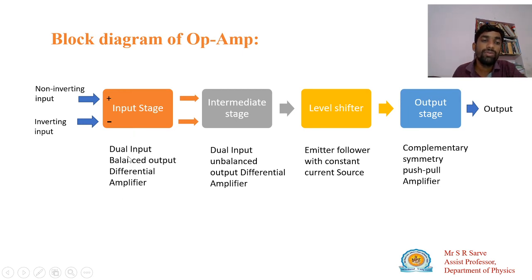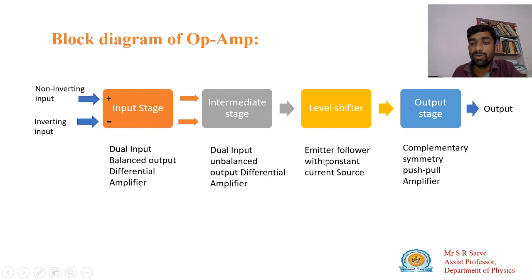So what is the use of that first stage? It establishes the maximum gain of this operational amplifier, and it has a high input resistance. Then what is your second stage? The second stage is your dual input unbalanced output differential amplifier. What is the advantage of the second stage? It has two inputs, but we have only a single output, measured across the collector with respect to the ground.